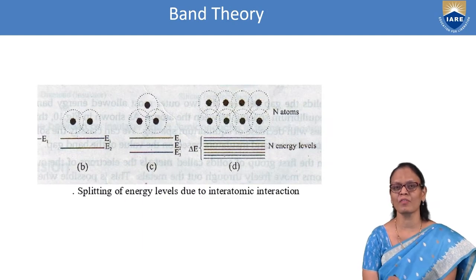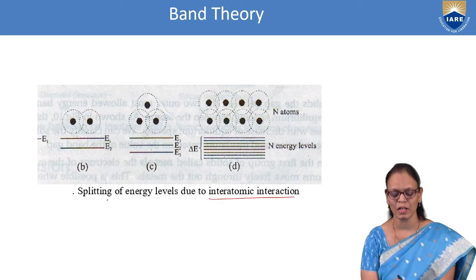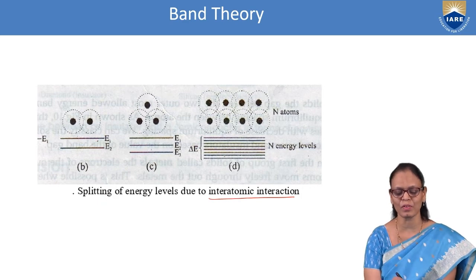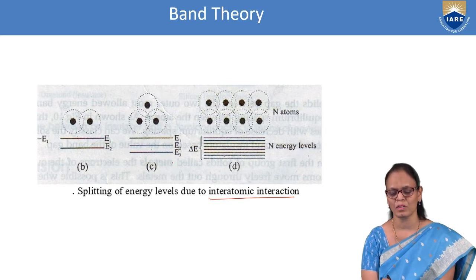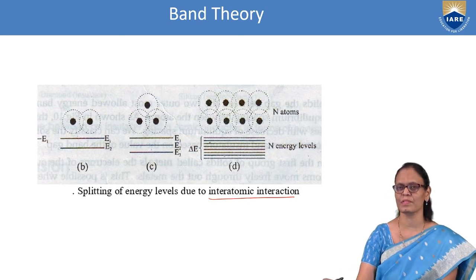Now, this is how we are seeing the splitting of energy levels due to interatomic interactions. What we have seen earlier, the same representation we are seeing here regarding the splitting of levels. So now here, because of the interaction, we are seeing that it is split for 3, 4. We can continue it or extend it for n number of atoms.